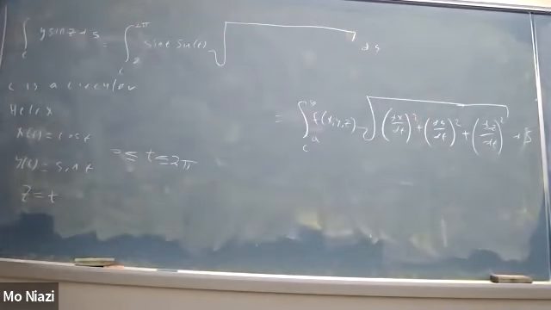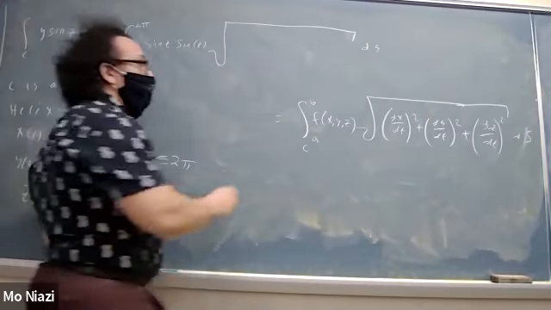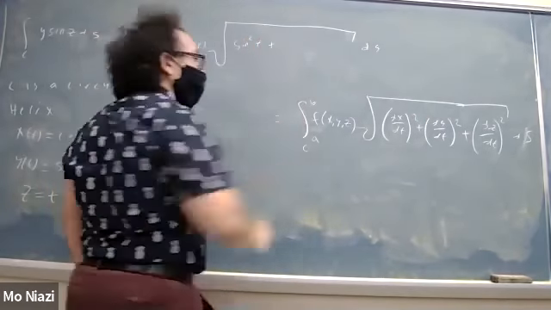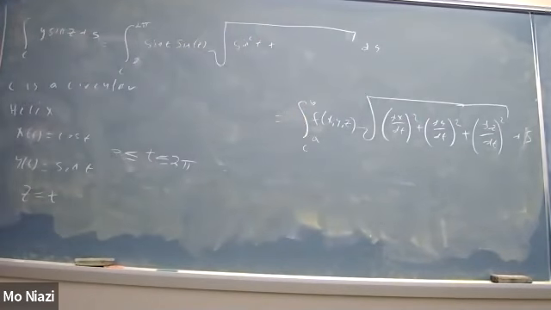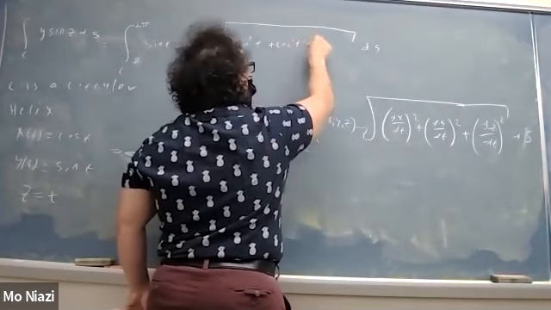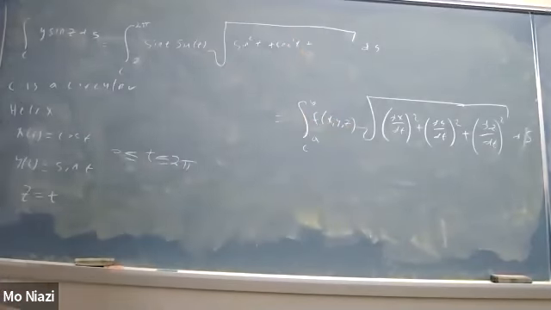dx/dt squared: the derivative of cosine is negative sine. Negative sine squared is positive sine squared. Derivative of y with respect to t: the derivative of sine is cosine. Cosine squared. Derivative of z with respect to t is 1. 1 squared is just 1.